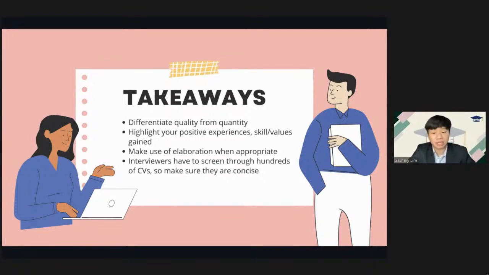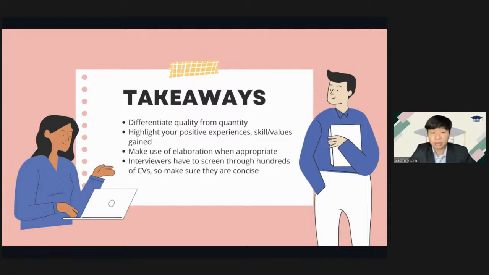It happens because if you're, for example, applying for the Yayasan UEM scholarship, last year there were more than 5,000 applicants. So imagine your recruiters having to read through every single CV. They are most probably going to skip those that are messy and not very attractive to them. So make sure you do differentiate quality from quantity.